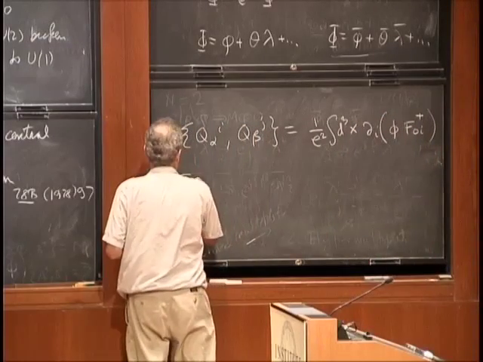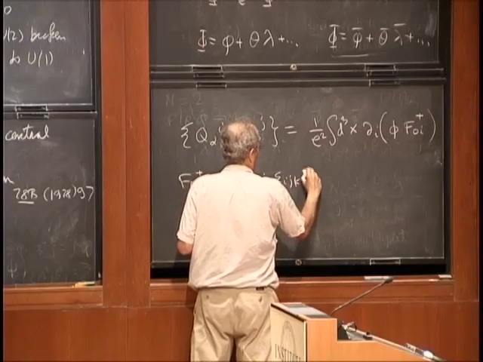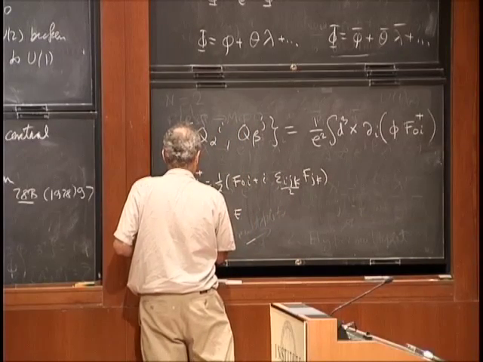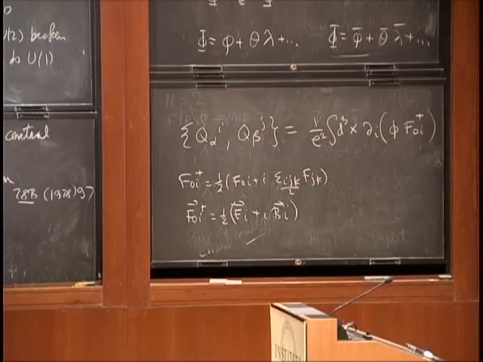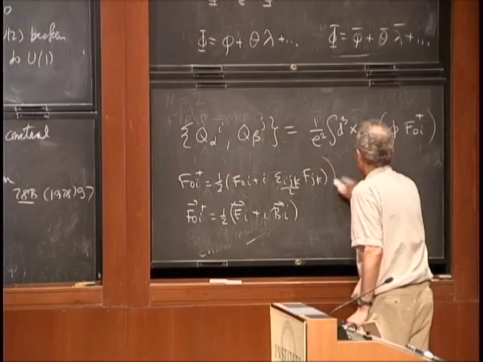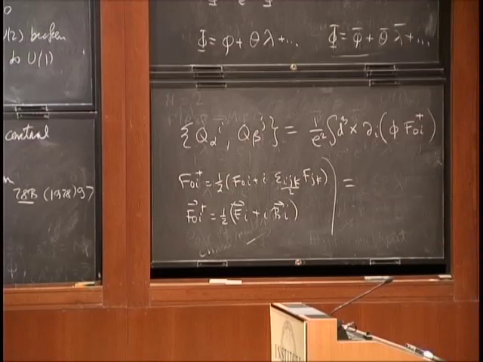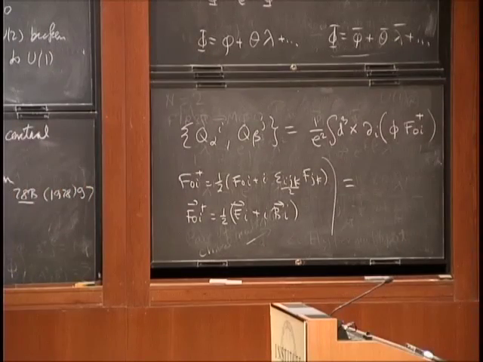So F0I plus is a half of the electric field plus I times the magnetic field. So F0I plus regarded as a vector is the I component of the electric field plus I times the magnetic field. So this expression, of course, since it's the integral of a total derivative, you can write it as a surface term at infinity. But what are those surface terms? Well, the electric field at infinity measures the electric charge, and the magnetic field at infinity measures the magnetic charge.